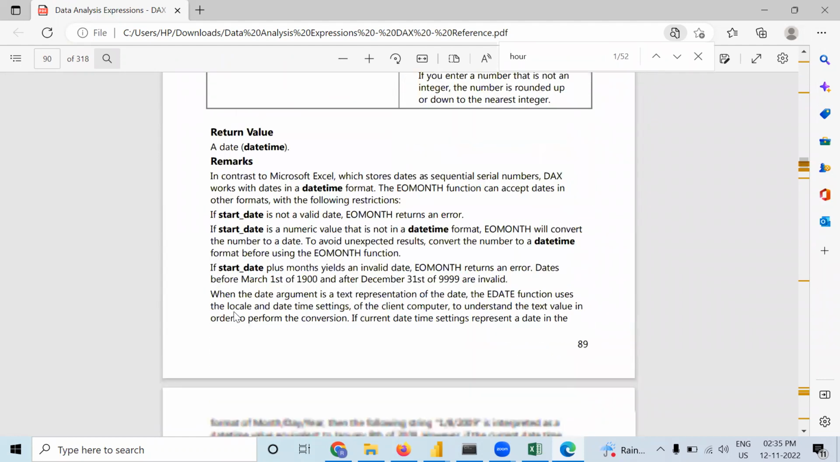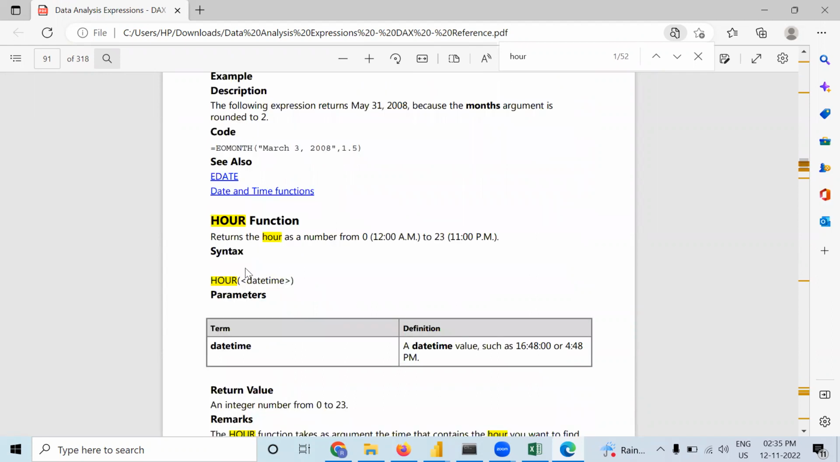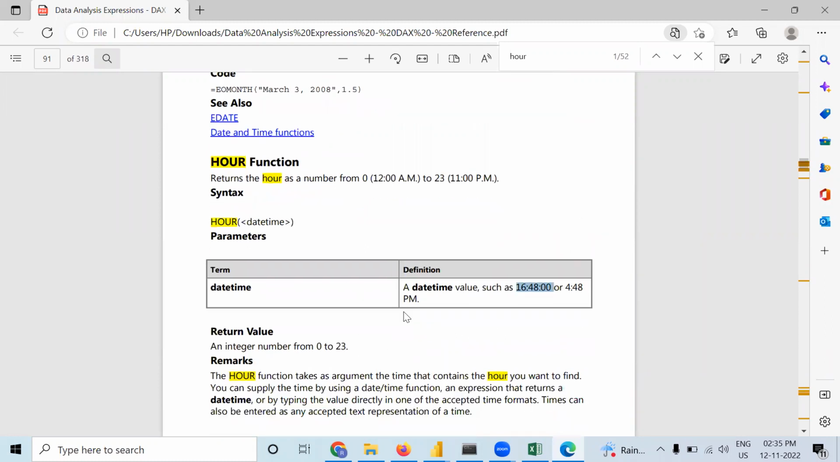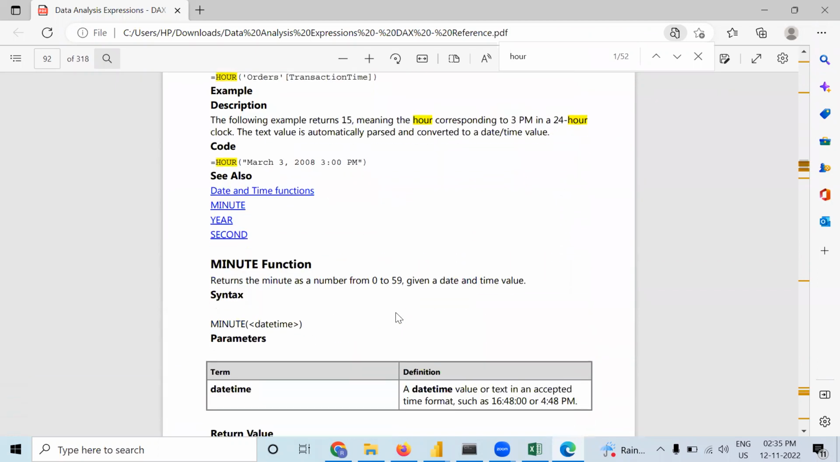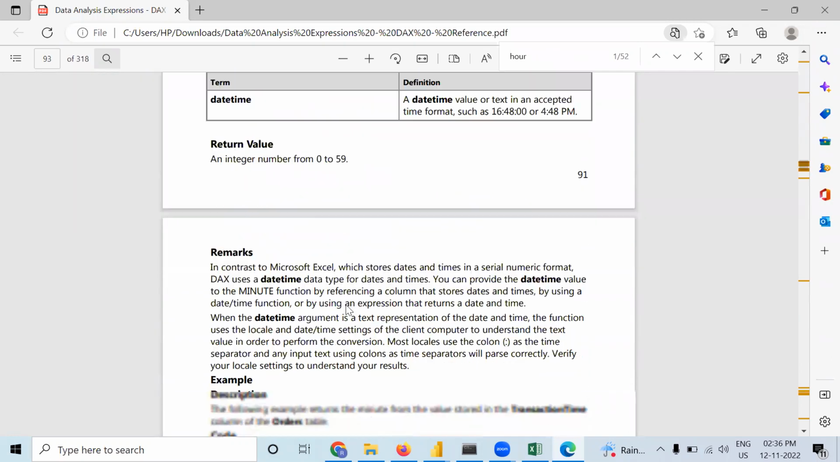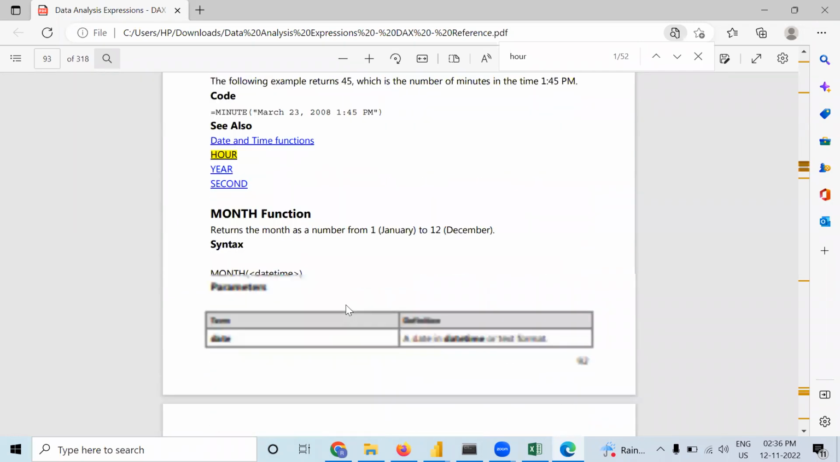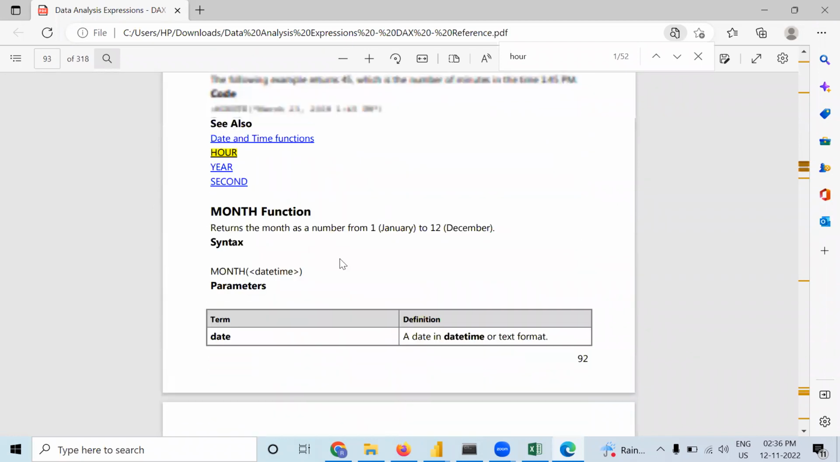Please try out these things. As I already told you, you can use this function, DATETIME. Like this is the time, so it will extract 16 out of it. Like this, many things are there. Please try them out one by one. Go through this particular PDF. It is the genuine one because it is published by Microsoft itself.